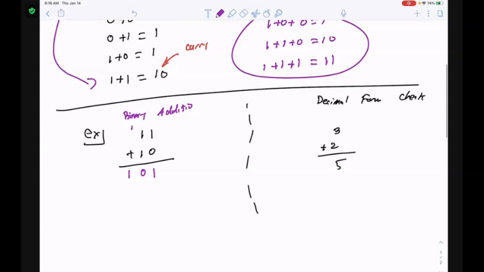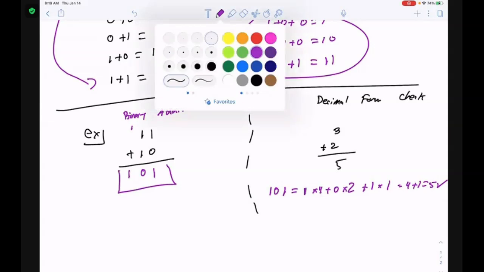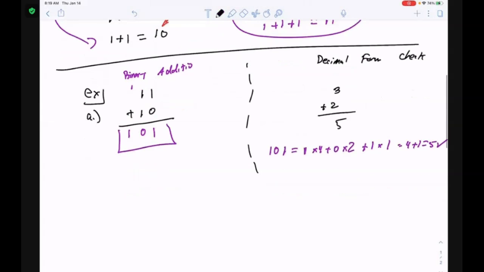Now, that's my answer. And just to confirm, 1, 0, 1 is the equivalent of 1 times 4, plus 0 times 2, plus 1 times 1, which is 4 plus 1, which gives me 5. So that shows that binary addition does work. So that's example A.